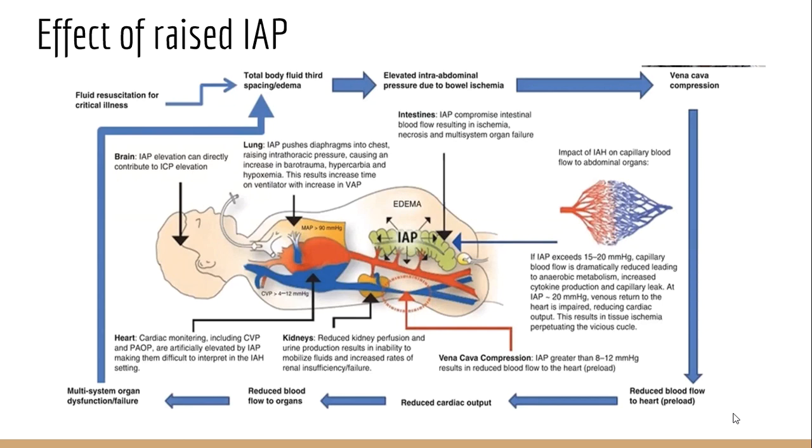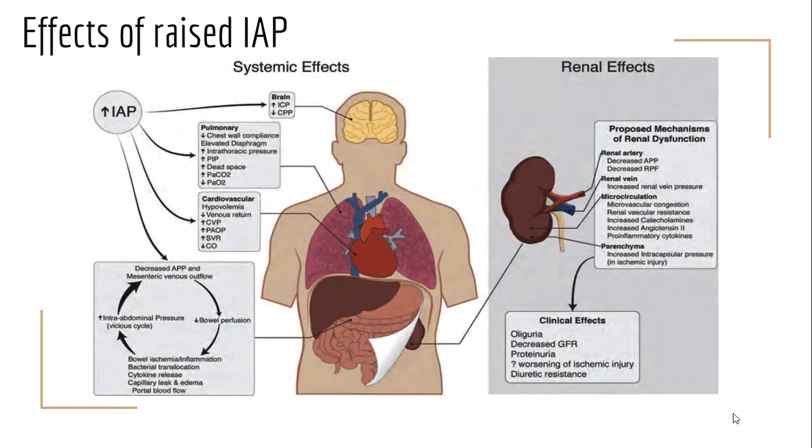And if it is more than 20 millimeters of mercury, it causes vena cava compression, which reduces preload to the heart and reduces the cardiac output, further reducing the perfusion of organs and leading to multi-organ failure, and it becomes a vicious cycle. So intra-abdominal hypertension affects from the brain to the toe.